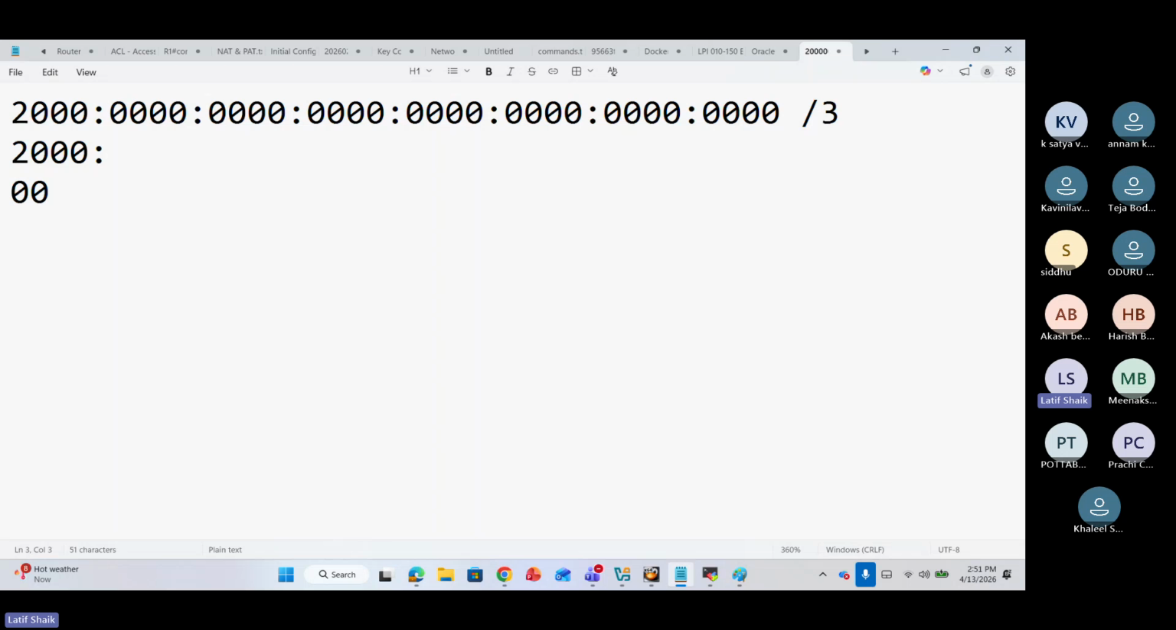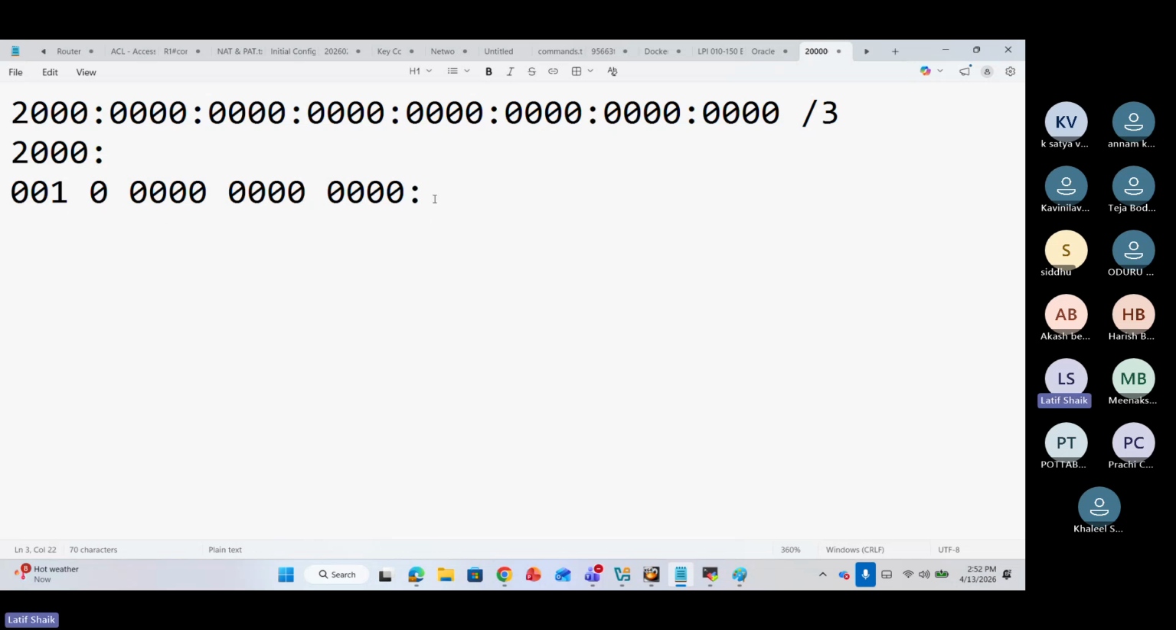Converting hexa into binary, this is the first part. The first 3 bits are constant. From here it is variable, so everything along with these is the variable part. This is the constant for the global unicast range.